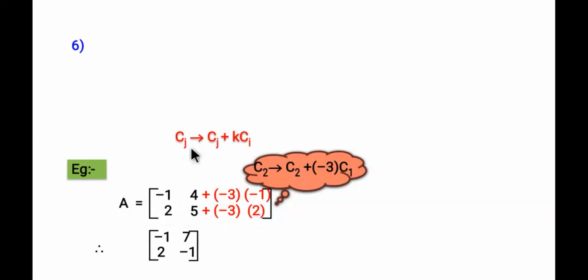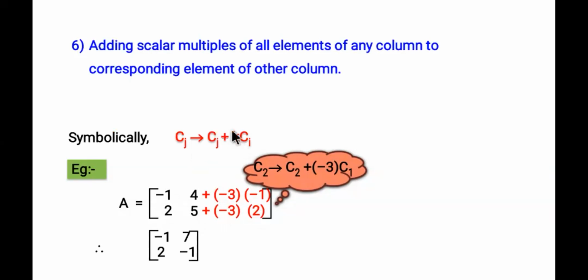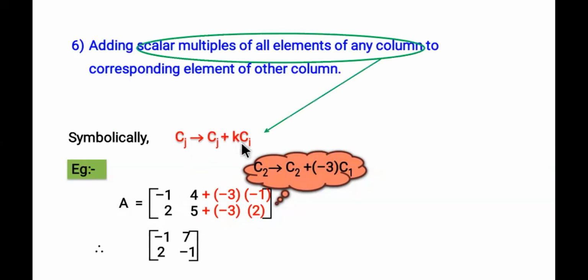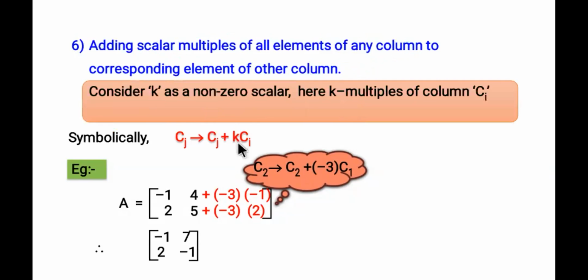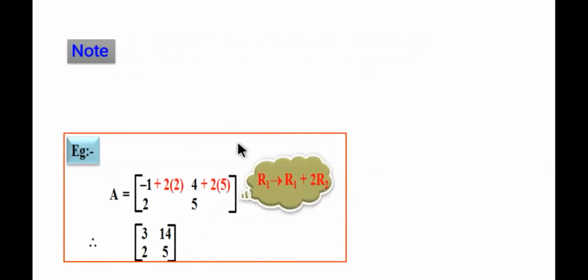Okay. So the general form or the symbolic form of representing this will be Cj changes to Cj plus k times Ci. Again, this is the same thing, adding scalar multiple of all elements of any column to corresponding element of the other column. So consider k as a constant scalar. Here k multiples of column Ci are to be added to the elements of Cj. Okay. So let's discuss the notes.